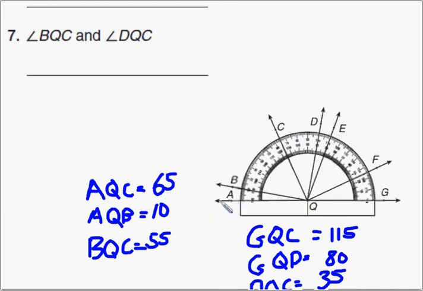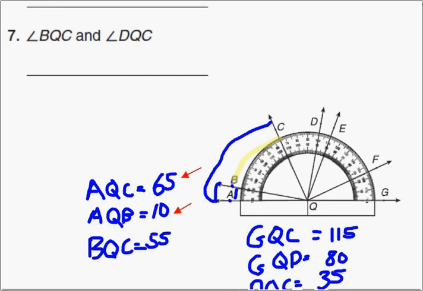But what we could also do is we could say AQC is 65 degrees, and then AQB is 10 degrees. So if we subtract this measure, from A to B, from this larger measure, we'll be left with this measure right here. So this big measure here from A to C minus this to this will give me this to this. So that's what I did.